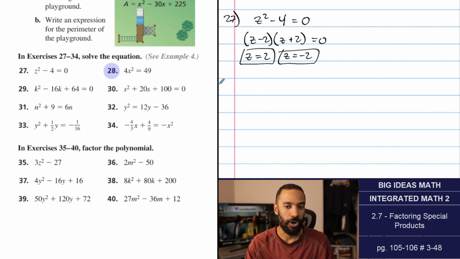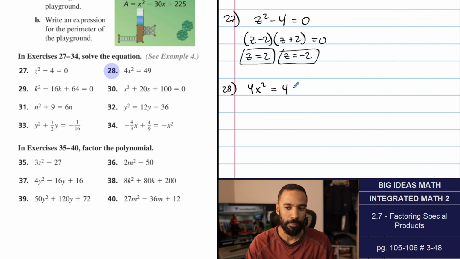Number 28, 4x squared equals 49. Now, I'll have you know that when we hit chapter 4, you're going to be able to solve this kind of problem using other means, using square roots. For now, let's use a difference of 2 squares. Let's subtract 49 from both sides of the equation.